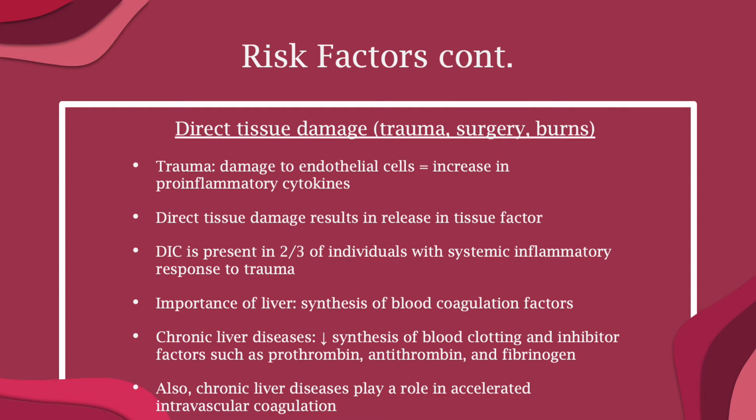Continuing with risk factors, direct tissue damage is a major one. Trauma, such as damage to endothelial cells, will increase pro-inflammatory cytokines. When there is stimulation of these pro-inflammatory cytokines, endothelial cells can express surface tissue factor. DIC is present in about 2/3 of patients with systemic inflammatory response to trauma.